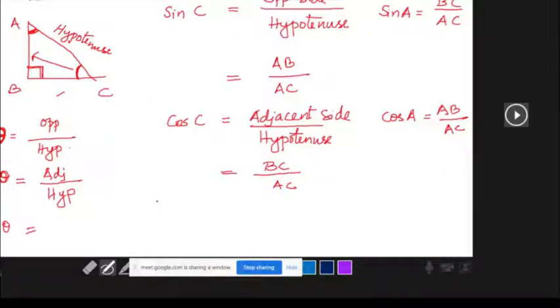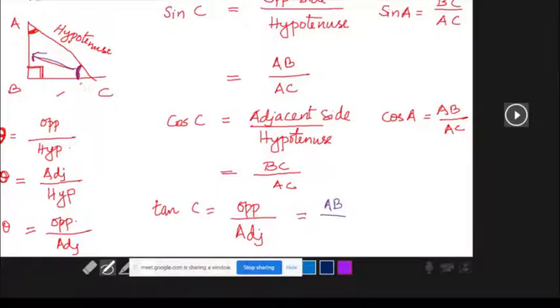Now how will you get the tan function? Tan C is equal to opposite side by adjacent side. If I am taking C here, what is opposite to C? AB. Opposite is AB. Then what will be adjacent? BC, because AC is the hypotenuse. So adjacent is BC.